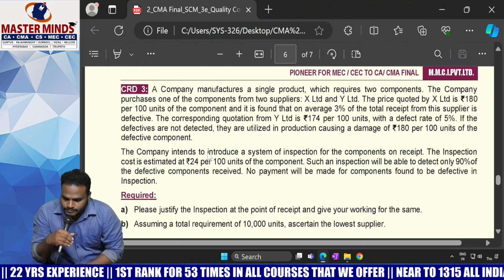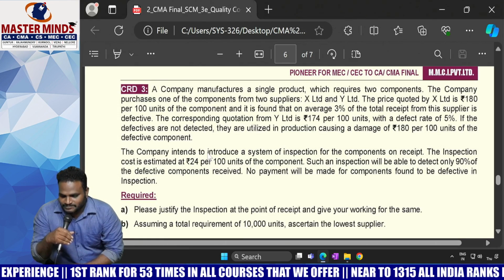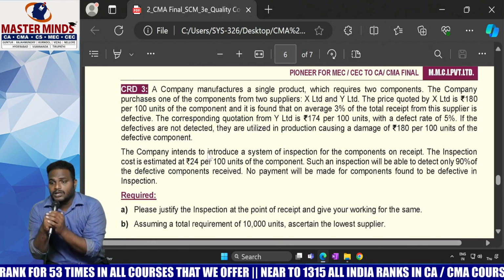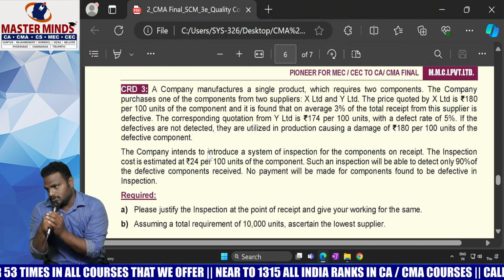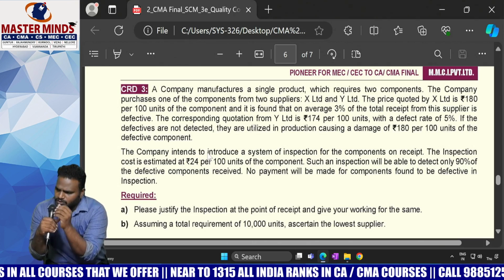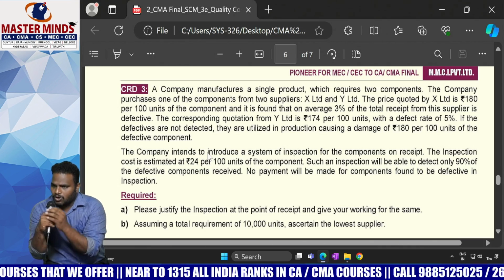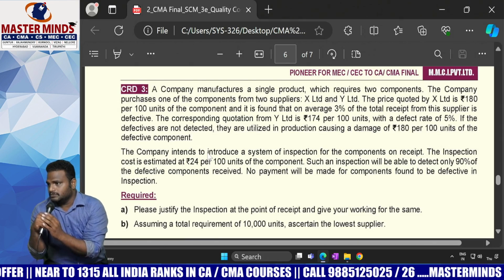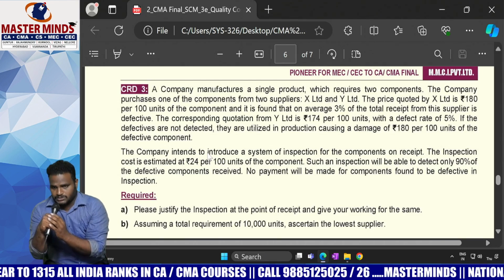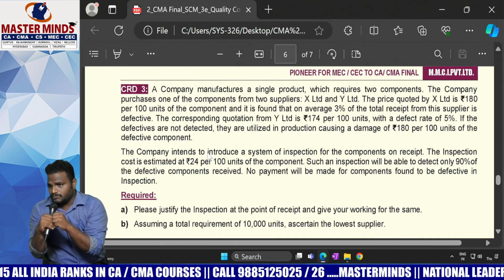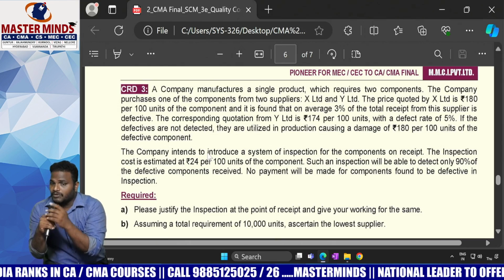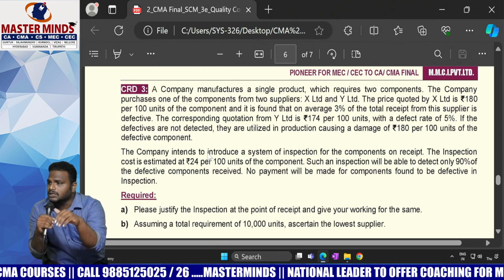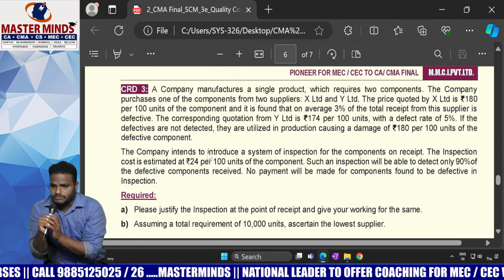Next. No payment will be made for components found to be defective in inspection. No payment is made to X and Y when we find the defective units. We are not making payment only for the defective units, not for the entire raw material. Sir, I am purchasing 100 units, I identify only 3 units as defective, then I will pay for 97 units only. These 3 units I will not pay, because they are defective material. Do you understand what I'm saying?